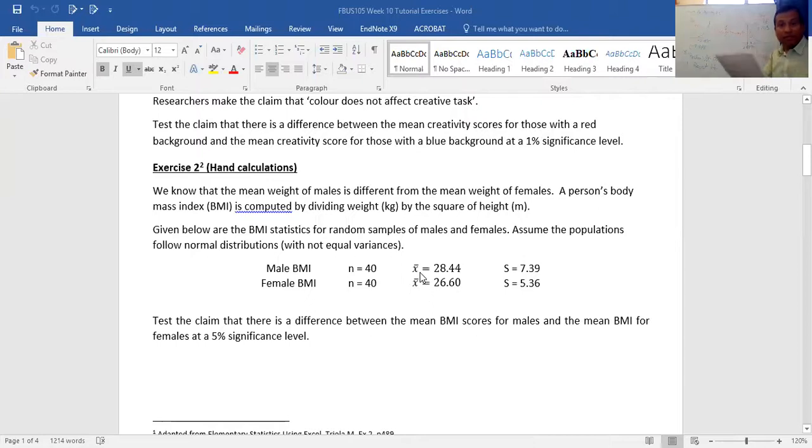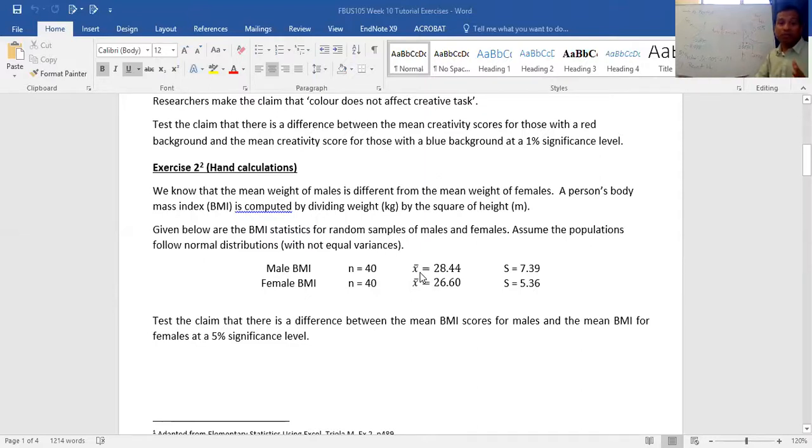We know that the mean weight of the males is different from the mean weight of the females. So clearly it says that it's what? Independent data, independent samples. There are two samples, but they are not dependent, because one sample is for the male BMI and the second one is for the female BMI. It is given that it is a random sample, and assume that the population follows the normal distribution with not equal variances. So again, this is the case of a separate t-test.